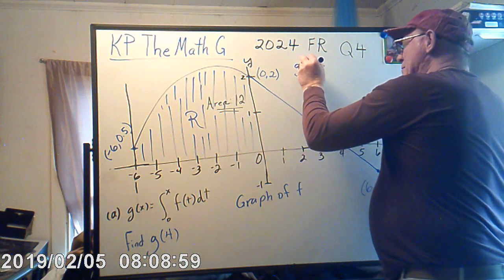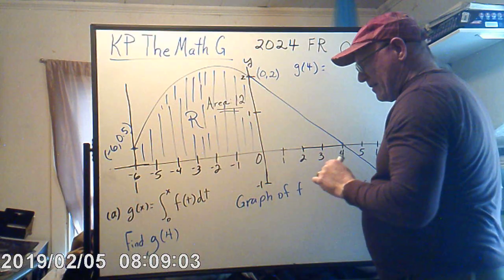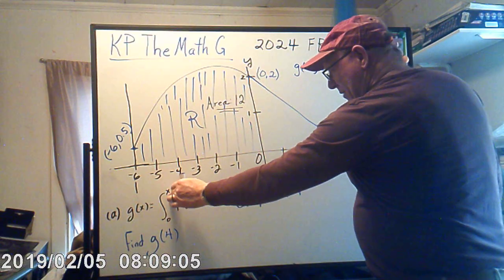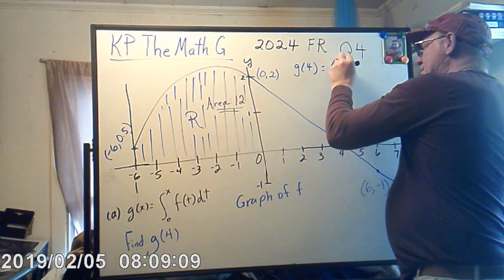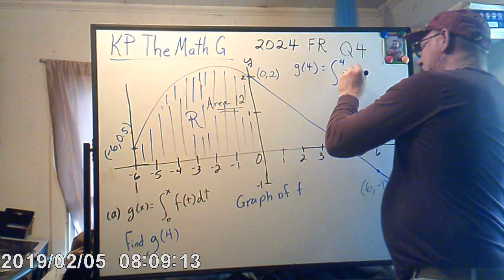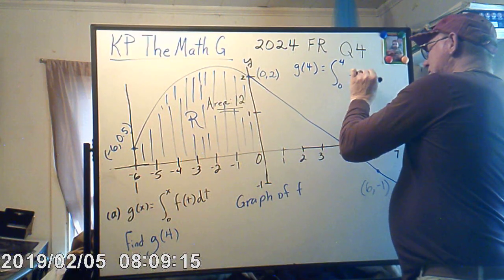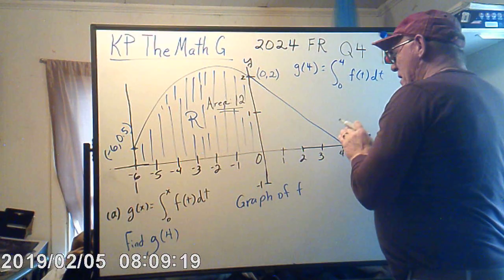So anyway, g at 4. Let's look at that. Okay, g at 4. So again, putting 4 in place of x. So 0 to 4, and that's what you've got to remember when you do something like this. You still have the integral of f at t dt. Okay, all right. So what are we dealing with?